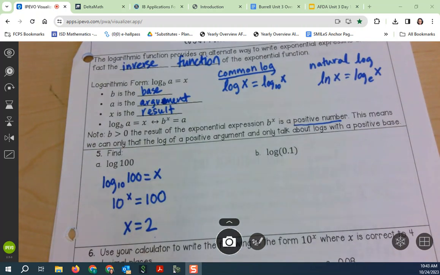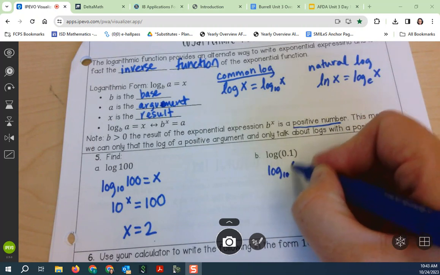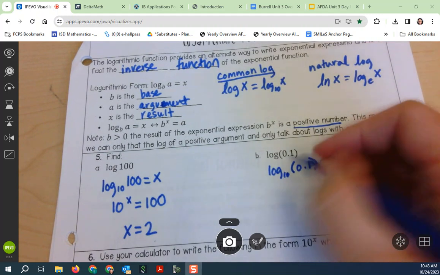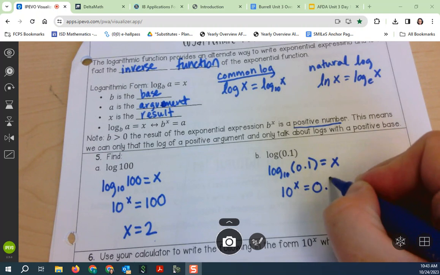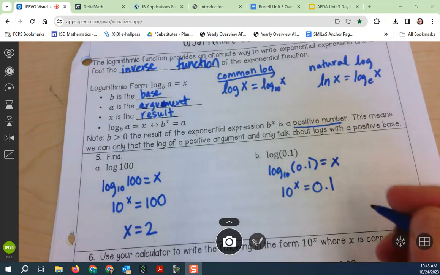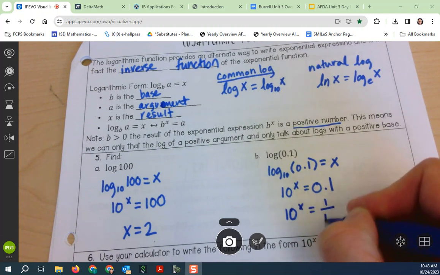Good. So the setup was log base 10 of 0.1 equals x, and then we had to rewrite that as 10 to the x equals 0.1. Can somebody read the number 0.1 to me? I didn't really read it correctly. How do you read that? 1 what? 1/10, right? Because it's in the tens place. So another way to think about this is 10 to the x is equal to the fraction 1/10.